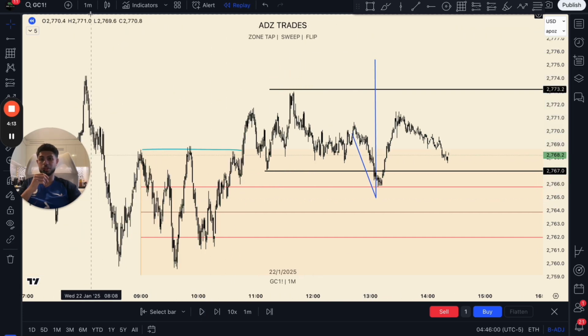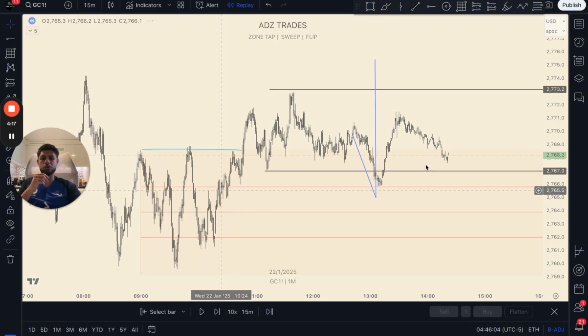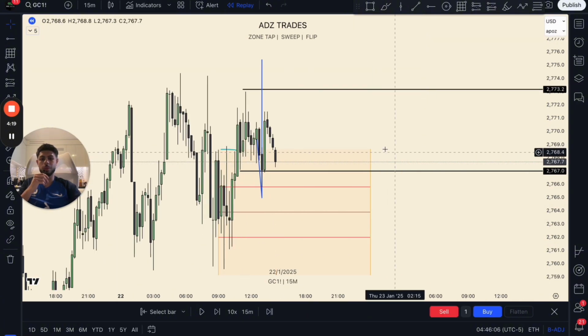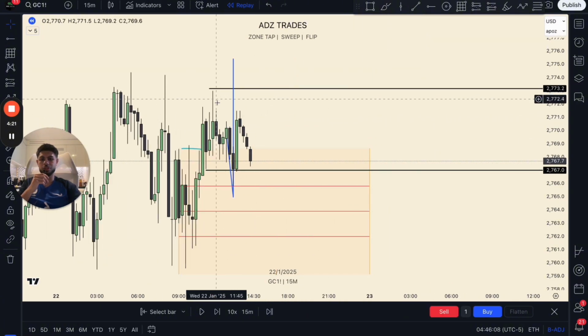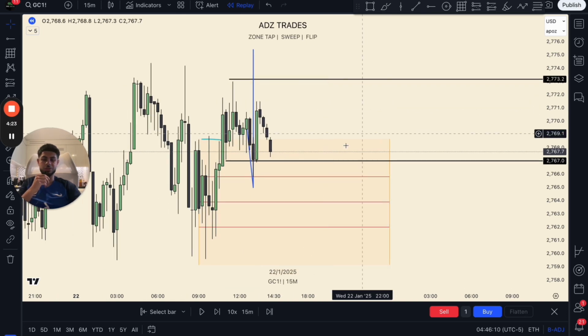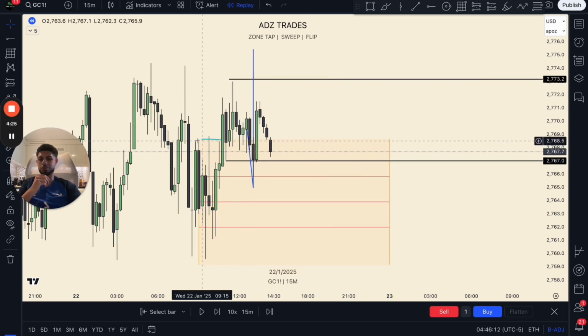Don't think it did, but we still easily got the 1-to-1 from here. Okay, very close to this high, but never did. Now we know sellers are in control, but we found this demand zone from this higher time frame valid low. The first up is still unmitigated, so we can use that.